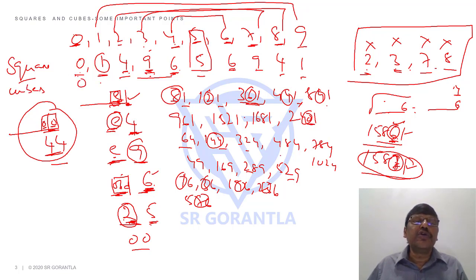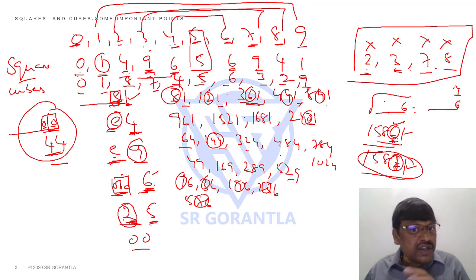Student: 0 cube is 0, 1 cube is 1, 2 cube is 8, 3 cube is 27, 4 cube is 64, 5 cube is 125, 6 cube is 216, 7 cube is 343, 8 cube is 512, 9 cube is 729. See, I'm writing the unit digits, please tell me, do you have all the digits or is anything missing? 0 is here, 1 is here, 2, 3, 4, 5, 6, 7, 8, 9. So all digits are there.